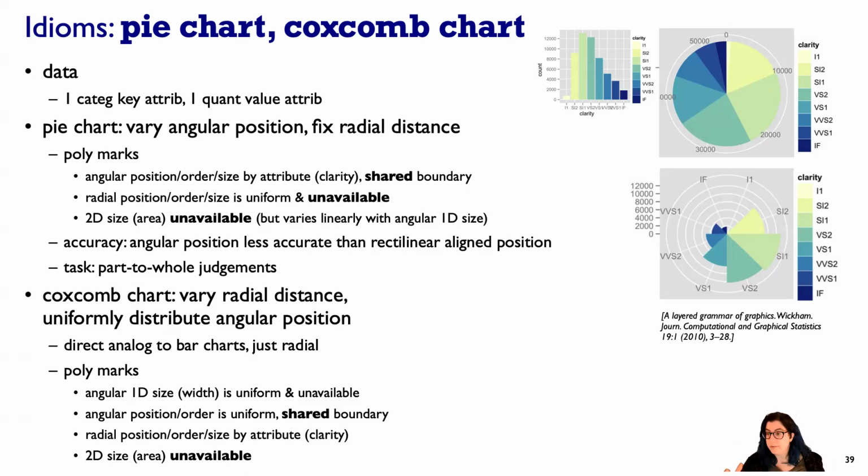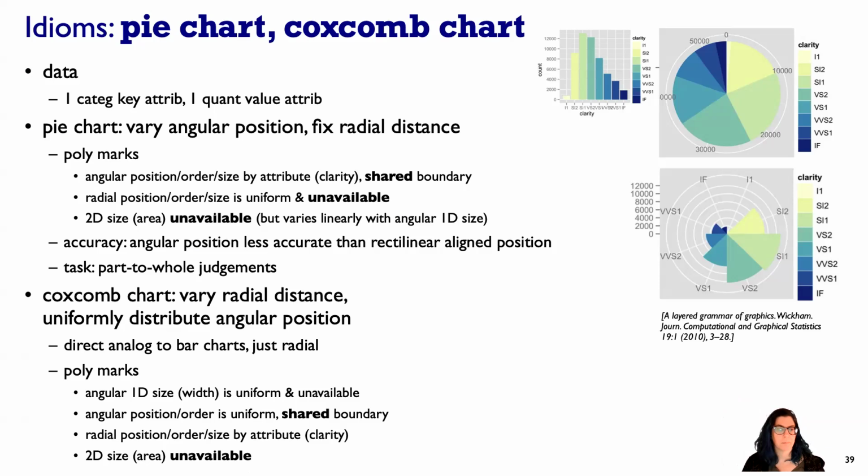Now, the 2D size is also unavailable because we already used up the size ability to encode with that angular position. But I'll note that it does vary linearly with that angular size. That's important, as we'll see. So we're in the same boat as we were before, which is that angular position is less accurately able to be read than the rectilinear aligned position. So we will have less accuracy. And this is the task, just like with the stacked bar chart, but even more so, of part to whole judgments. What's the ratio of these different levels of this single categorical attribute?